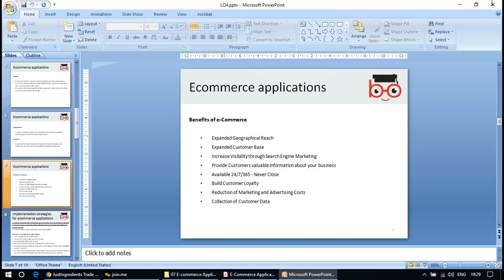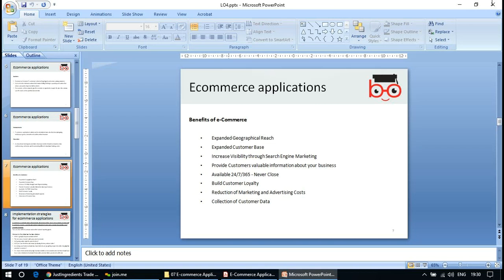Expanded customer base. Obviously, if it is a local business, then maybe you have 100 customers, and if it is e-com, then obviously you can have hundreds and thousands and maybe millions. Like eBay has millions of customers.